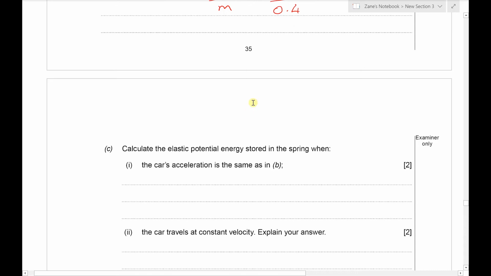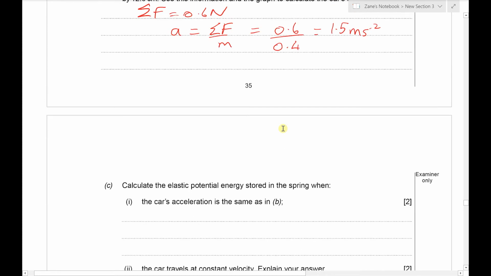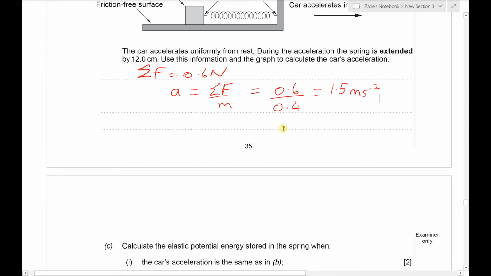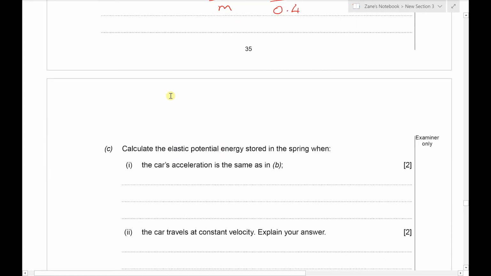We've got to calculate the elastic potential energy in the next part of the question, stored in the spring when the car's acceleration is the same as it was in B. So we've got an extension of 12 centimeters.